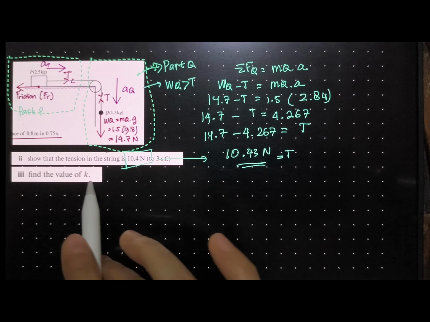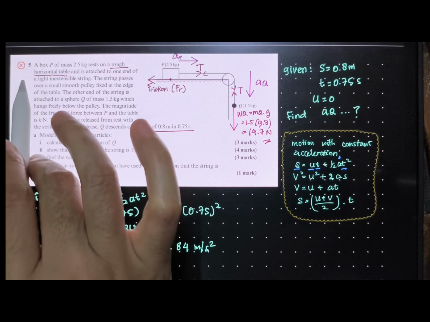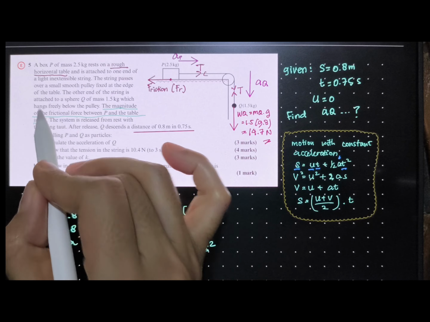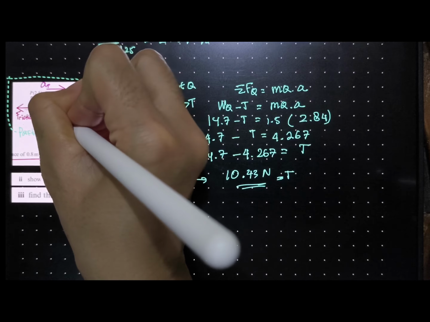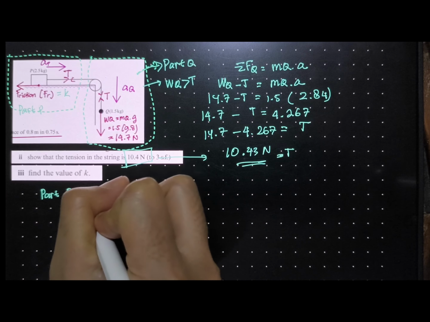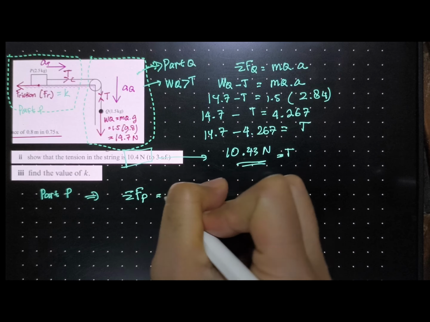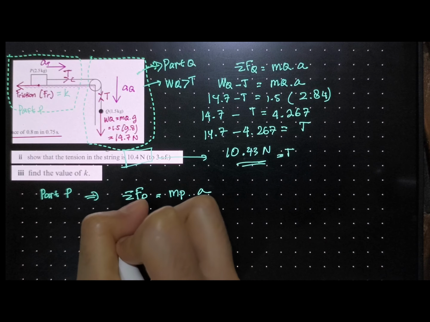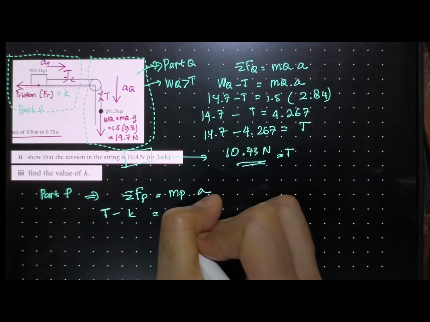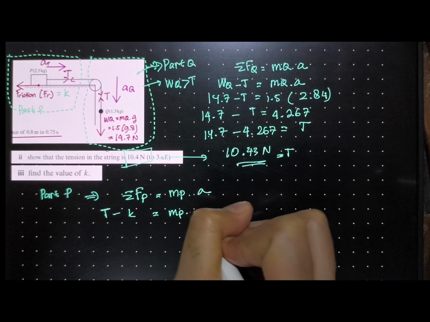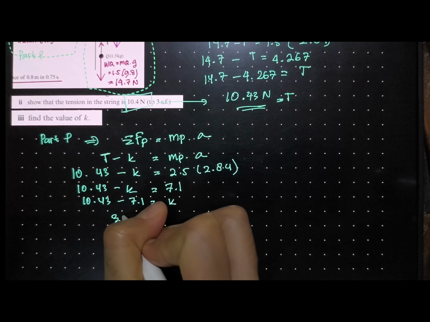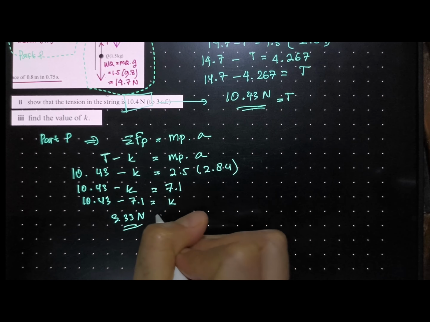Next question. Find the value of k. From the question, we know that the frictional force acting between P and the table is given as k, so we replace frictional force with the letter k. Now let's look at particle P. The sum of forces acting on P includes tension and friction. Since P moves to the right, it means tension is greater than friction. So tension minus k equals mass times acceleration. Substitute all numbers and then we get k as 3.33 Newton.